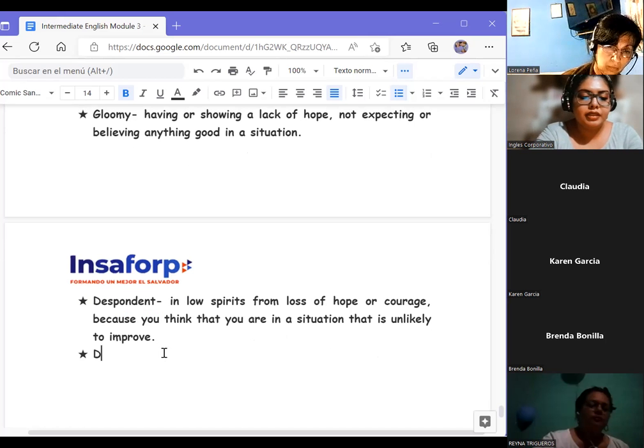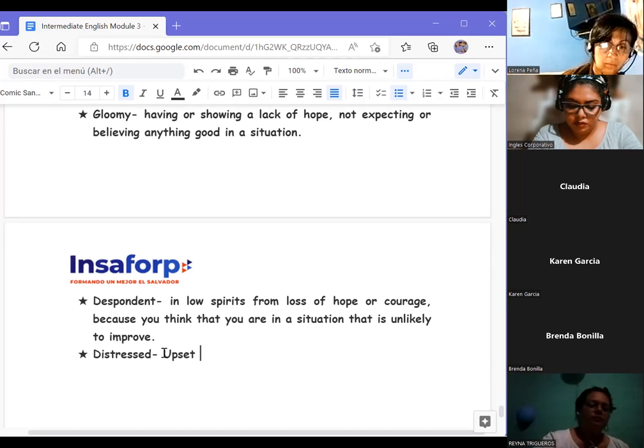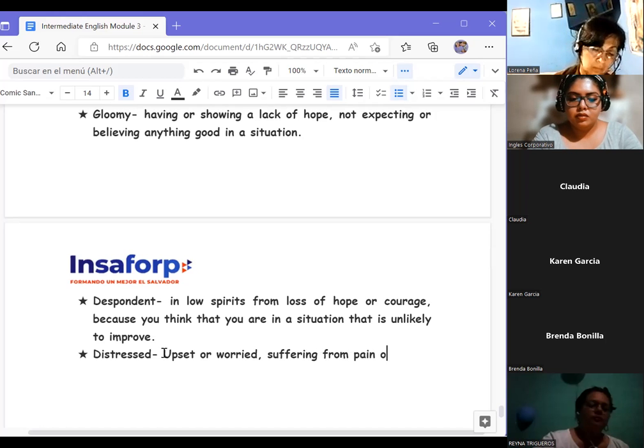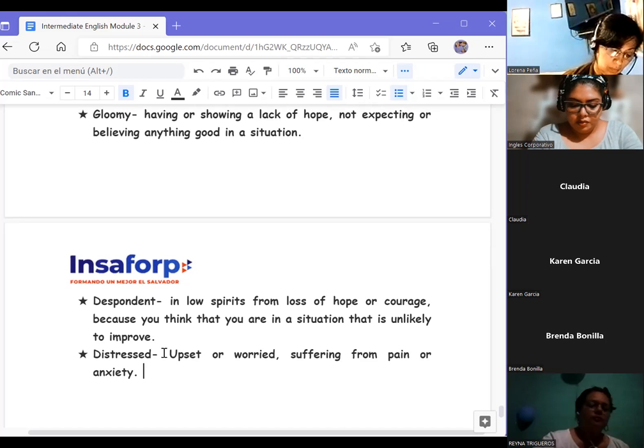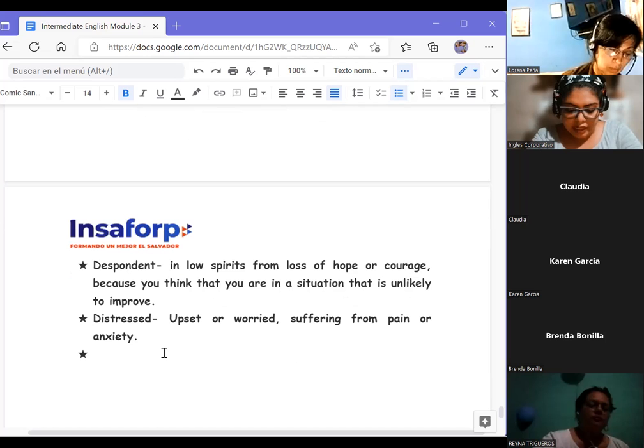Then we have distress. That means upset or worried, suffering from pain or anxiety. And we have the last one, that is devastating. And it means emotionally shattered, very shocked and upset.